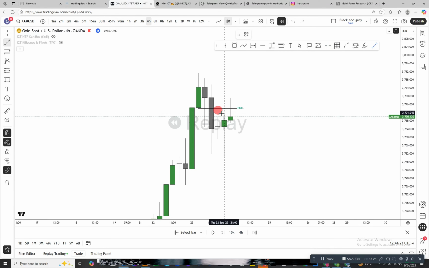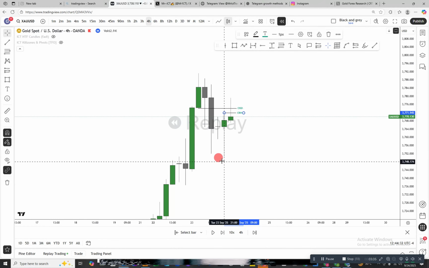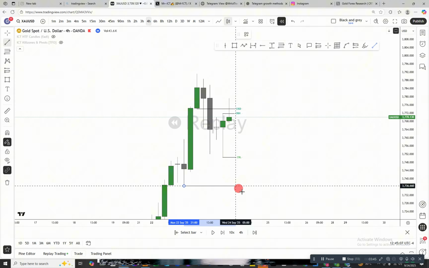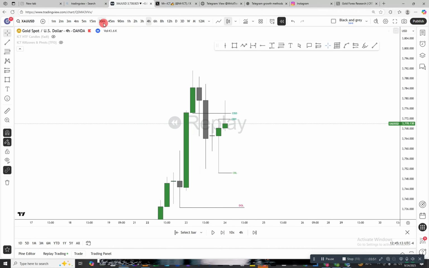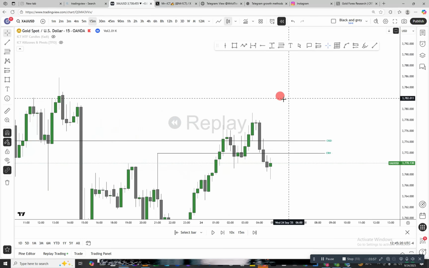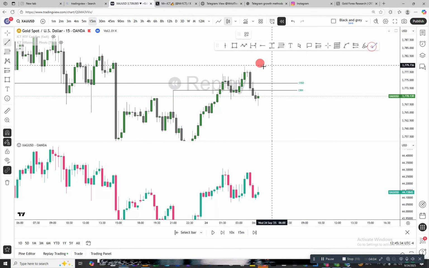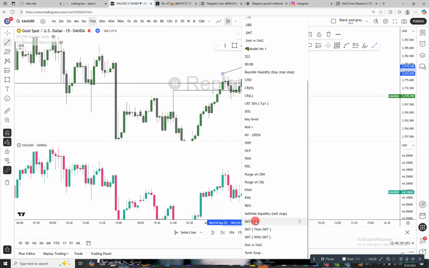Then I marked my CRT high and CRT low in the H4 time frame. Again, I have marked my draw on liquidity to the sell side as well. After that, I have shifted to the M15 for a lower time frame confirmation. In M15, price shows a clear SMT divergence with silver, so I have marked the SMT right down here.